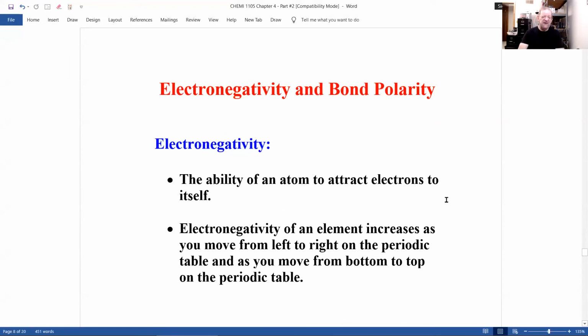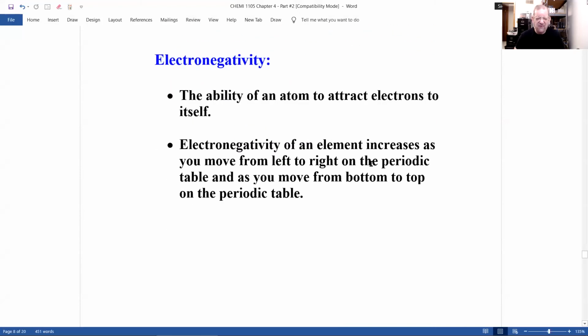Now, this is something we'll talk about, but I won't ask on a test. What is it? That's called electronegativity. It's an important concept: the ability of an atom to attract electrons to itself. And the electronegativity of an element increases as you move from left to right in the periodic table, as you move from bottom to top.